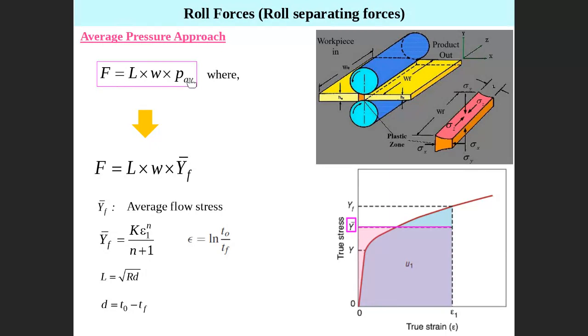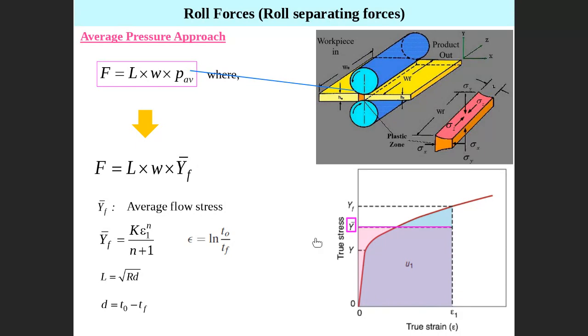Then F equals L W P average, right here. Actually, what is the P average? It is the average pressure applied on the workpiece. Average pressure applied on the workpiece is the stress. The pressure here is like the stress applied to flow the material. Average pressure here is the flow stress, applied to flow the material, to deform the material.